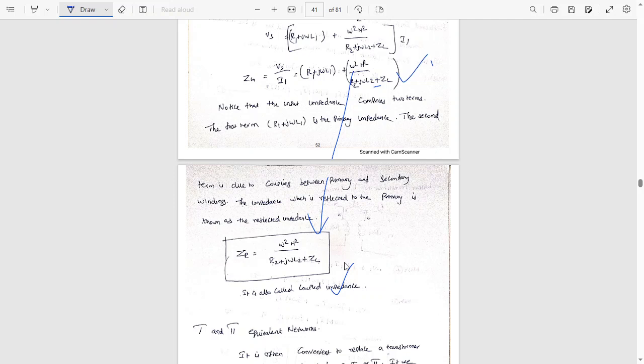You can expect some 8 or 7 marks question as a theory question for the linear transformer.